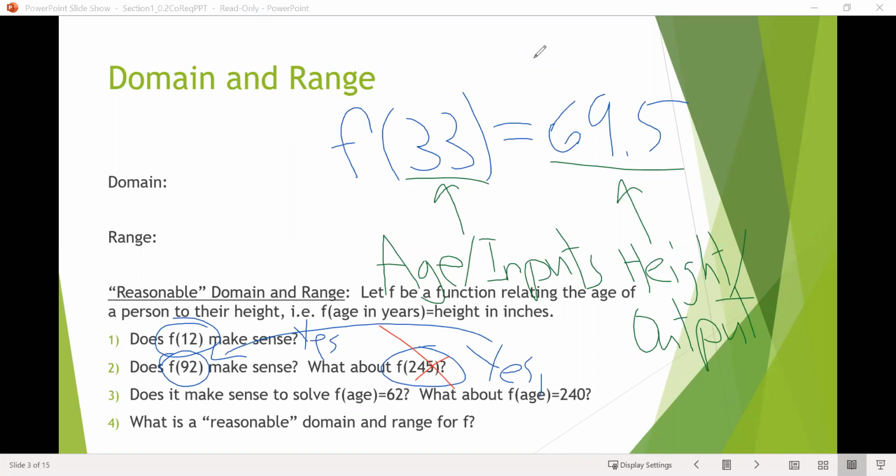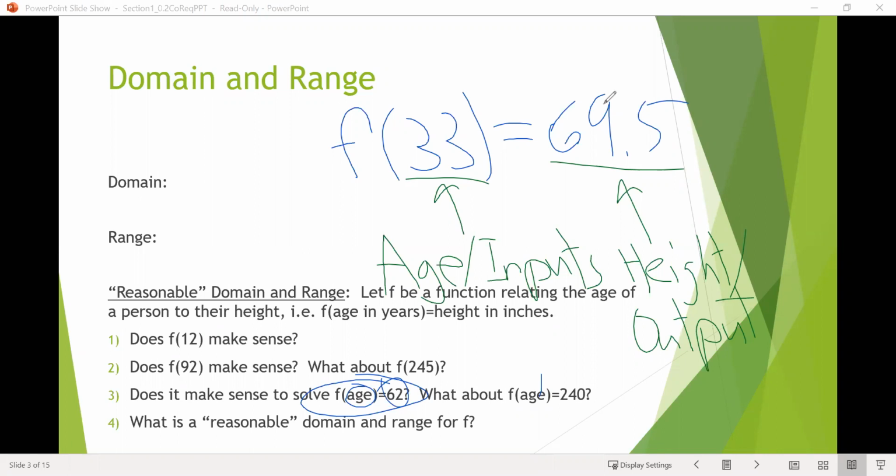All right. Let's look now at outputs for the function. Would it make sense to solve something like f of age equals 62? Let's think about what's going on here. They have not given us the age in this case. That's the input. But they've given us the output as 62 inches. So does it make sense to solve for the age of someone who is 62 inches tall?